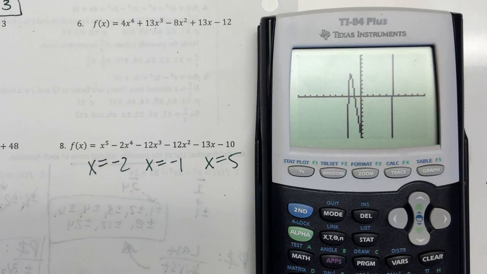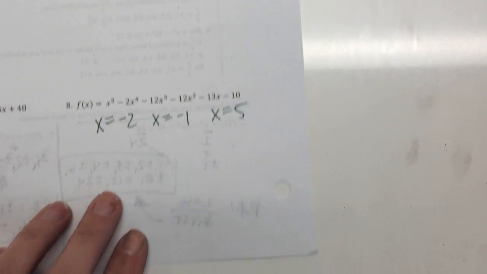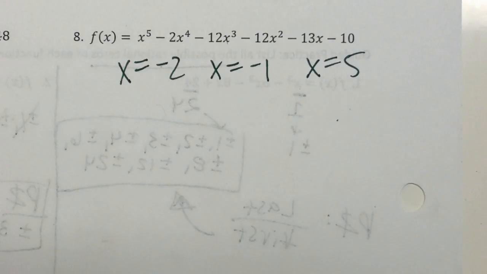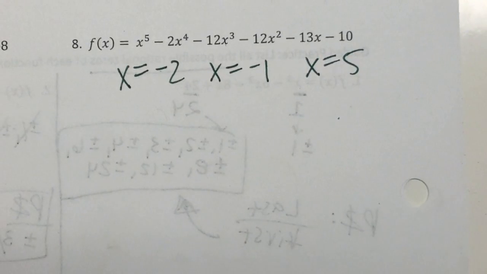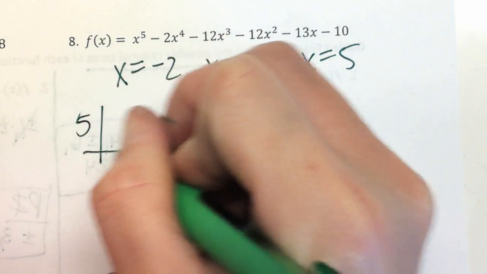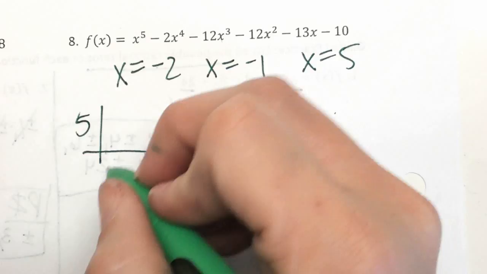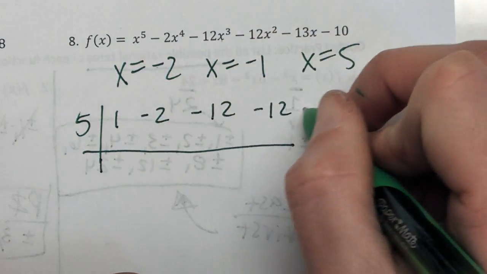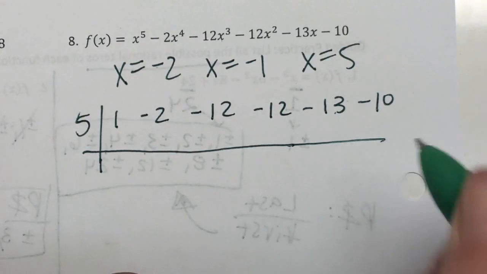And then I'll let you know. Alright, so how many more do we need? 2. How did you know that? Yes. Okay, so what should I do with these now? Synthetic. Good. With which one? Where'd you get 5? It should have it on your graph. The 5? That's it. That's fine. It doesn't matter. We'll use 5. Alright, do we skip any powers? Okay, so we got 1, negative 2, negative 12, negative 12, negative 13, negative 10.